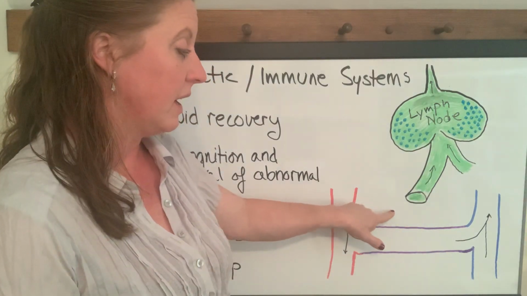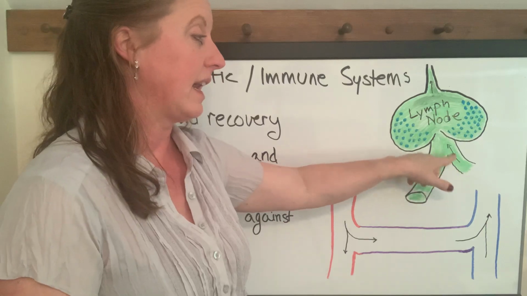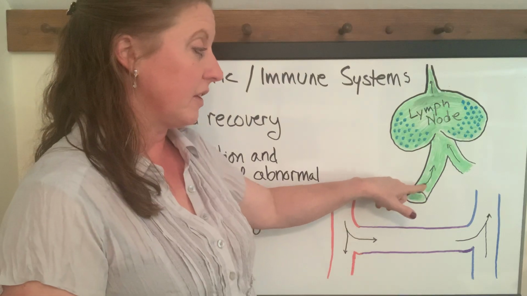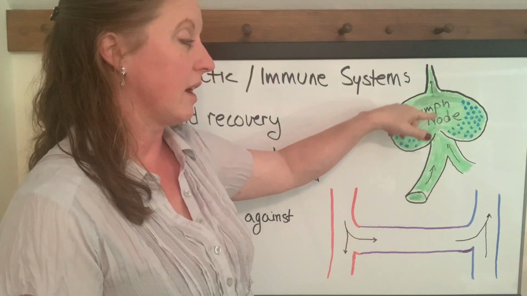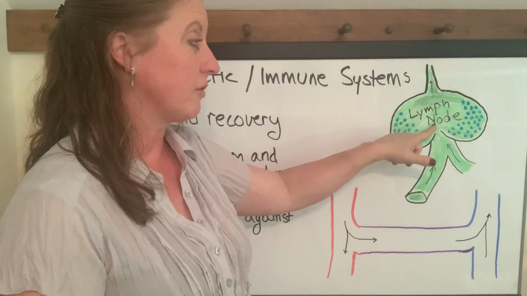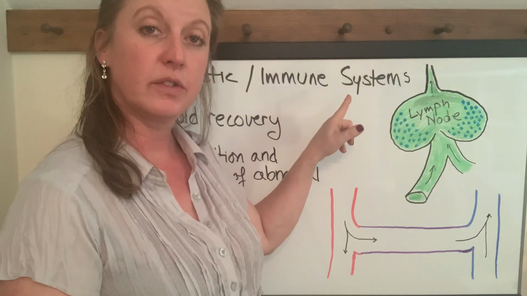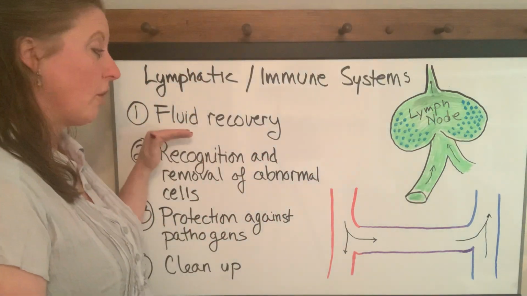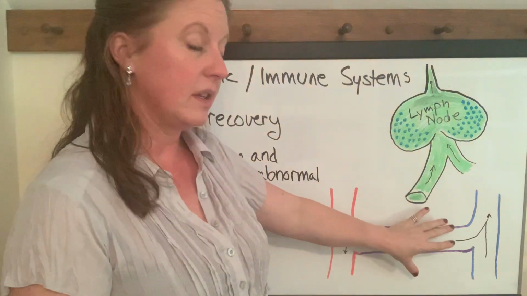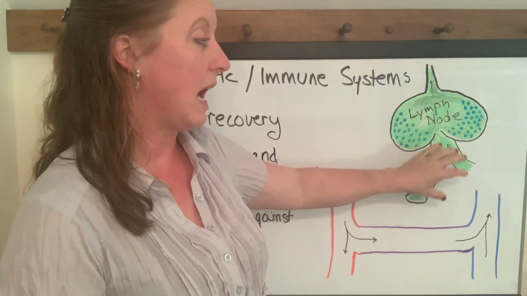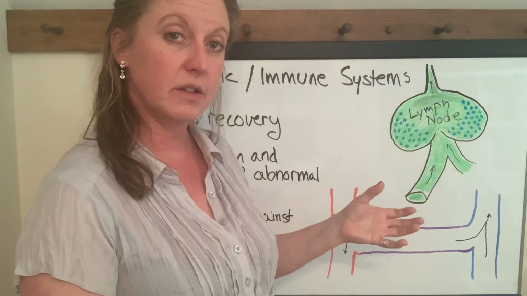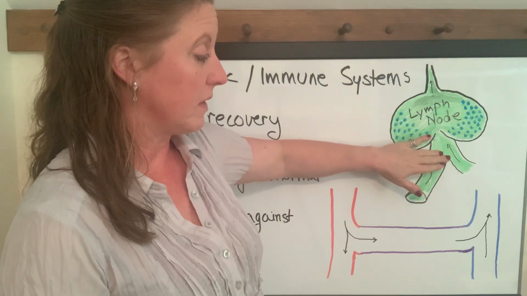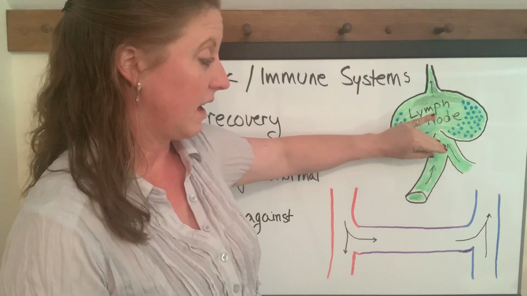But some of that fluid is carried away by these lymphatic vessels, which are found in every capillary bed. The lymphatic vessels carry that fluid through multiple lymph nodes, one of which I've drawn here, and then that fluid returns back to the circulatory system at the subclavian vein. This function is called fluid recovery. So the fluid that's leaking out of the vessels here is recovered by the lymphatic vessels and returned back to the circulatory system.